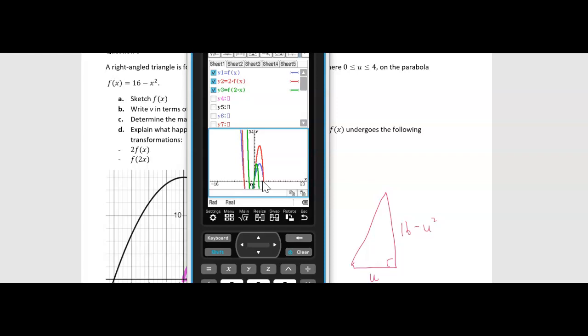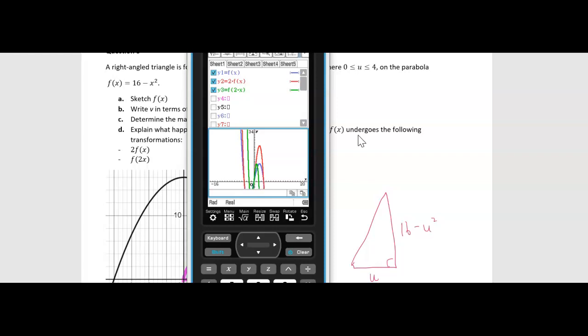Now, the area doesn't double for 2 times f of x, because the triangle just has a pointier top. Increasing the height by a factor of 2 does not mean you're doubling your area, because your base is not increasing by the same factor. The base is staying the same.